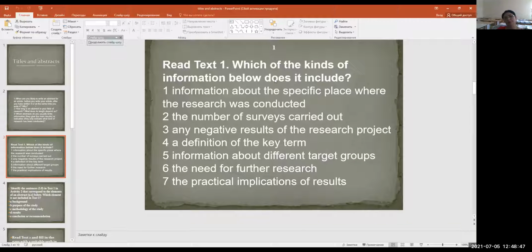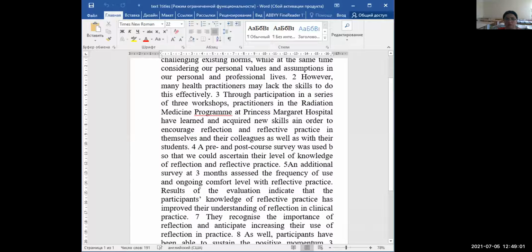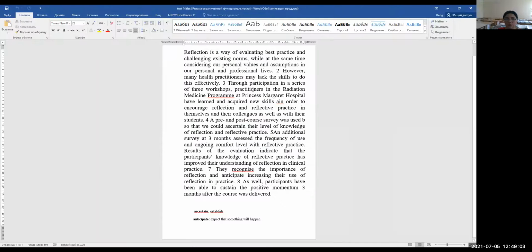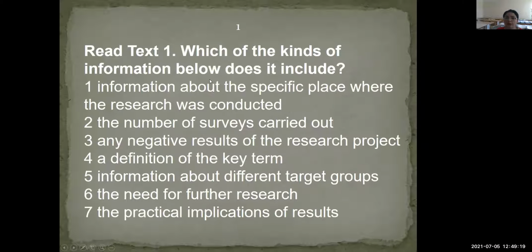So now read text 1. Now I'll show you text 1. So read text 1, and which of the kinds of the information below does it include? First of all, look at this information. You should pay attention.